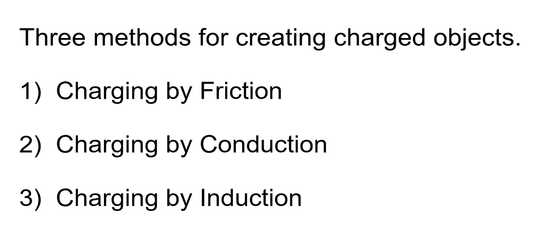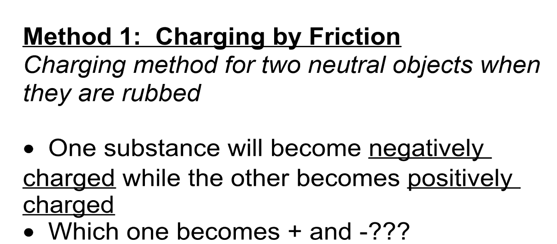So we'll start with the least complicated of all, which is probably the most common, and you probably have known this anyways. And we'll give you some real life examples of charging by friction once I talk about it. But charging by friction is a charging method for 2 neutral objects when they are rubbed. And so basically what you're going to do is take 2 neutral objects and rub them together. You should have observed this with John Travolta. When he rubbed his foot against the carpet, he became negatively charged and the carpet became positively charged. And so those 2 neutral objects, when rubbed together, created 2 charges.